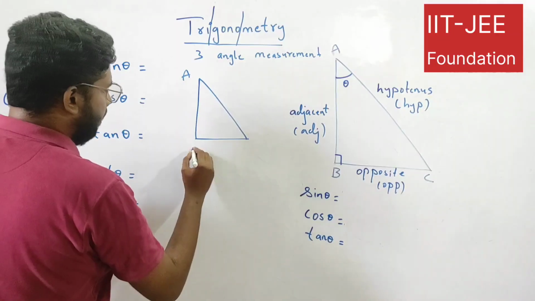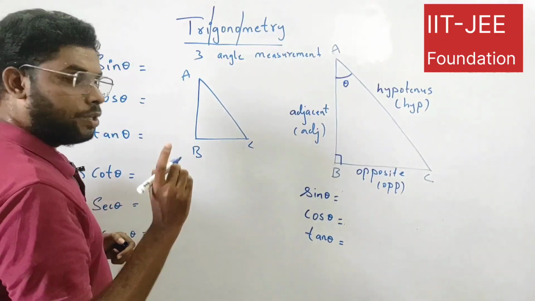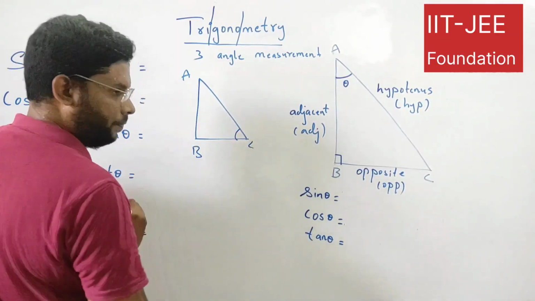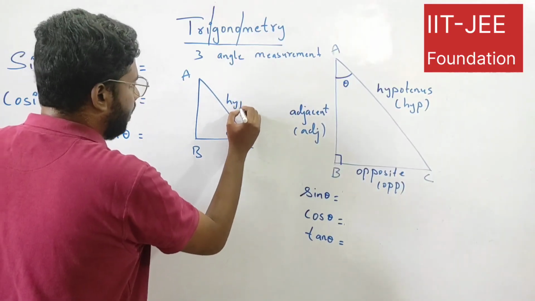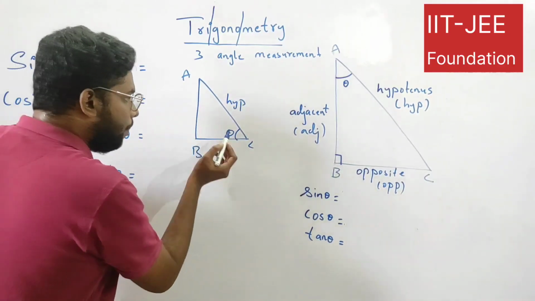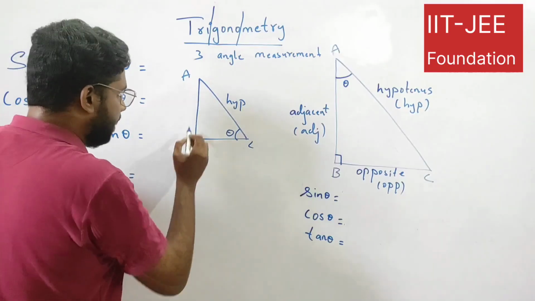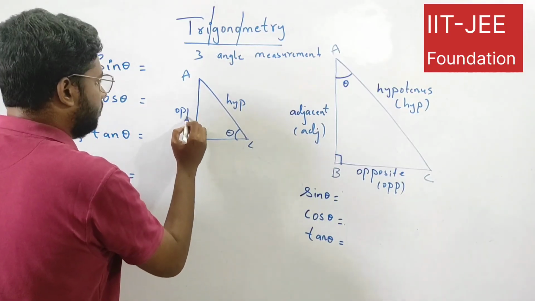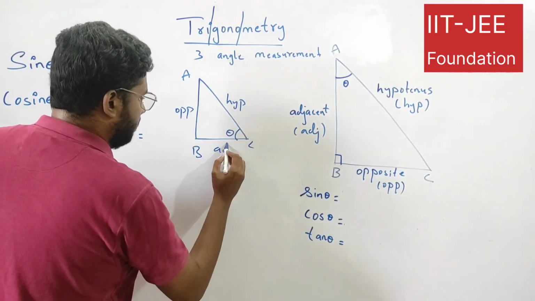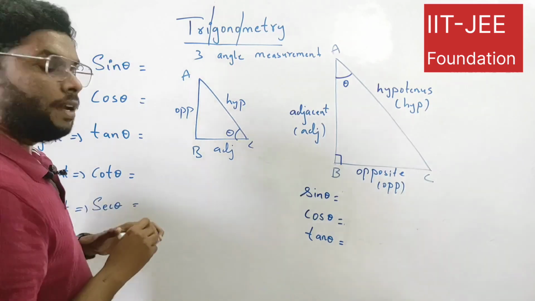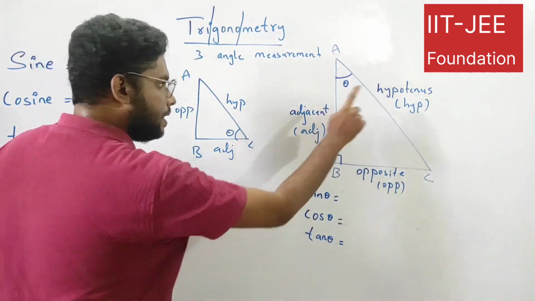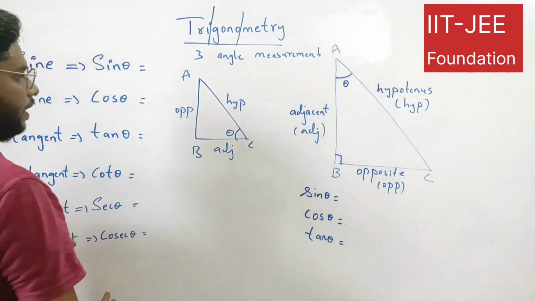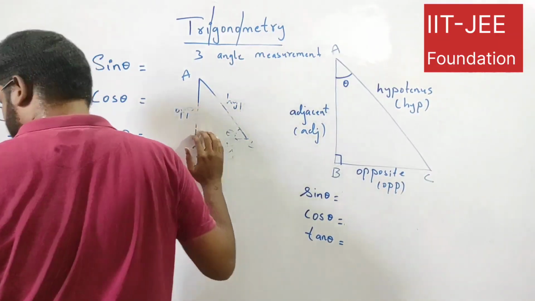Same triangle, A, B, C. So suppose I consider the angle here, theta, this is my angle theta. So this is always called the hypotenuse, HYP. And the side opposite to the angle, which side? This side. It is called the opposite side, and this is called the adjacent side. I think now you are familiar with these three terminologies. With this terminology we are going to find the 6 trigonometry ratios.